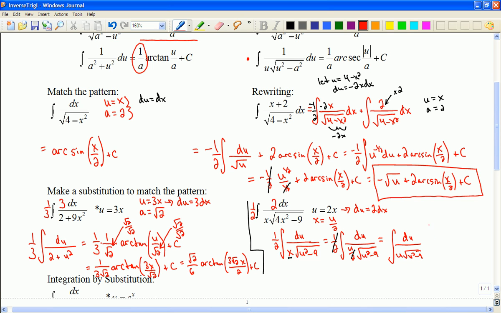And what I'm going to need to do now is match this up to the arcsecant. So the value for a that I'm using, if I look at my problem here, a is the value 3. And u is the value 2x. So if I put this back in, I have 1 over 3, the value of a, arcsecant, and the value of u is 2x, and the value of a is 3, and I'll of course also have a constant there.